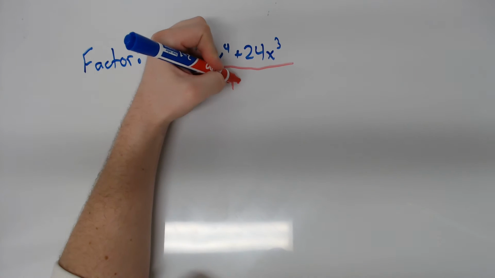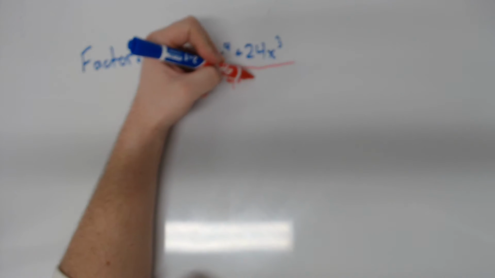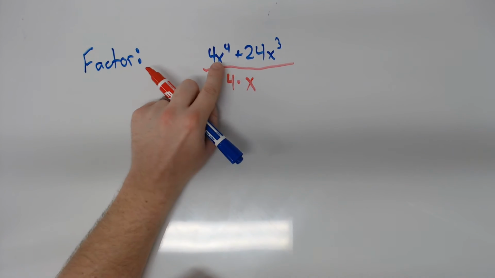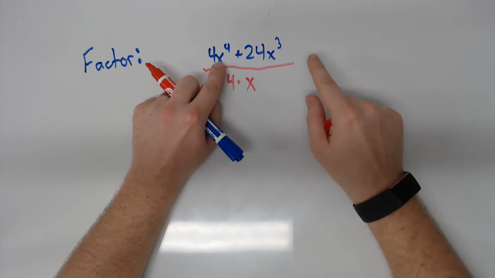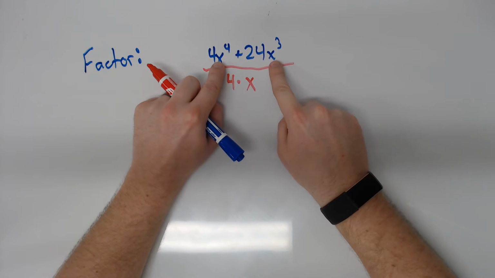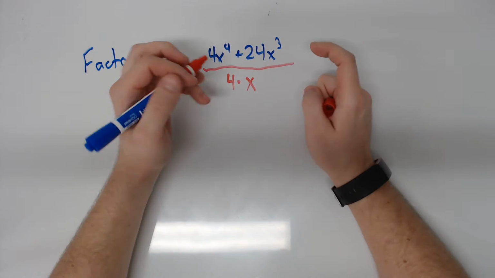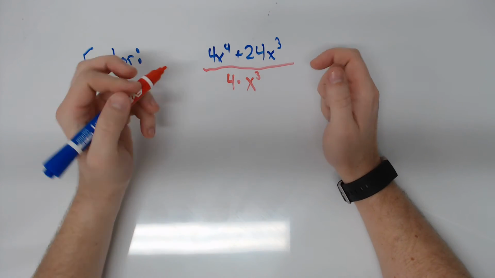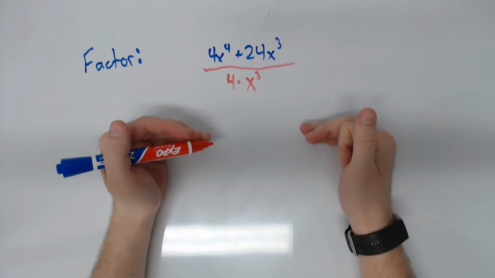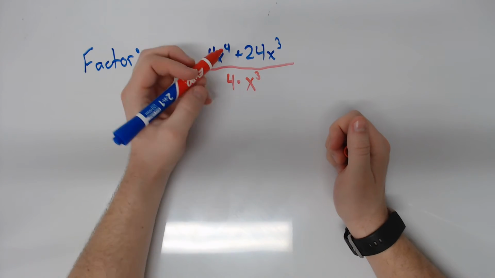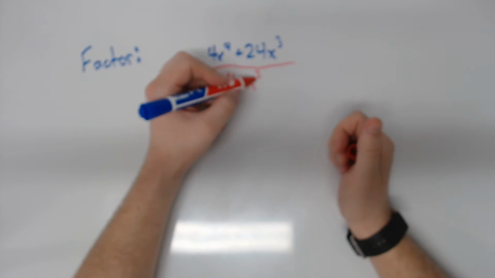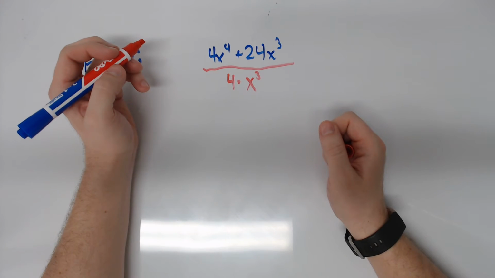Let's take a look at the x's. All right. How many x's can I divide out? This one has 4 to give me. This one has 3 to give me. I can't take 4 because this one would run out. So I can only take 3 of them. So I can pull out of this expression a 4 and an x cubed by dividing.